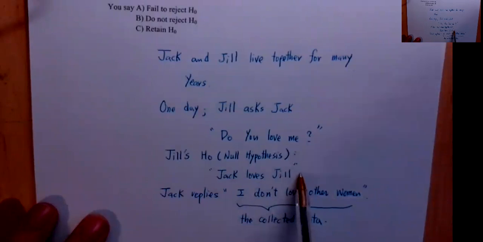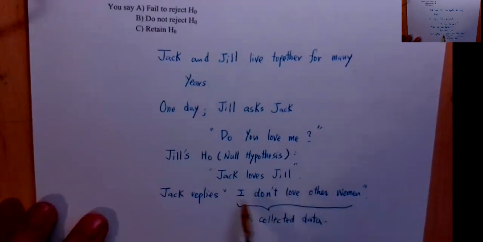When passion is gone, okay? And Jack is a very honest person. He doesn't like to lie to Jill. So after thinking for a moment, Jack replies. Jack says, I don't love other women. Okay? So I don't love other women. This becomes the collected data for Jill. In statistical inference, we make our decision not based on the truth, because we don't know what the truth is. We make our decision based on the data collected. So Jill's data collected is she heard Jack say, I don't love other women.